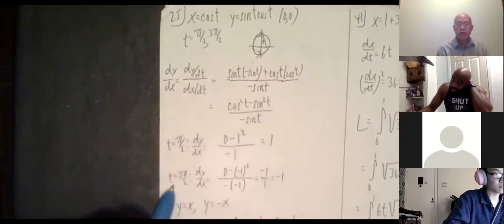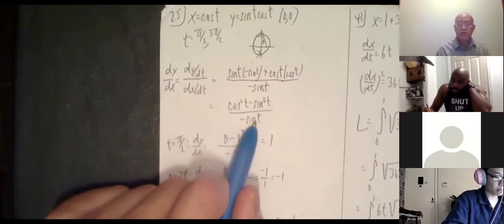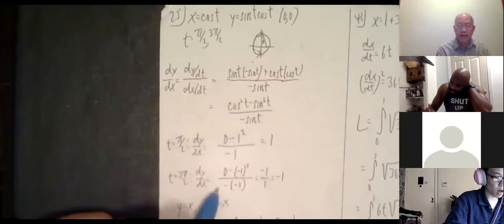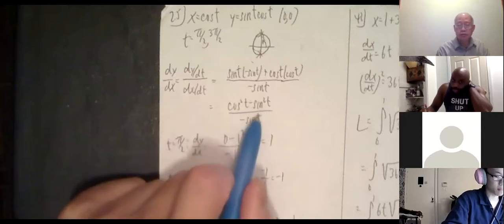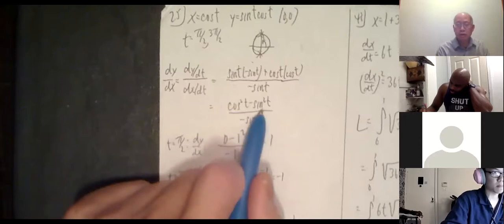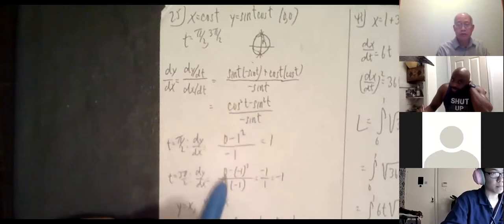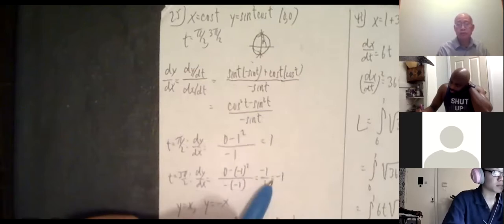At t equals 3 pi over 2, plug in 3 pi over 2. The sine of 3 pi over 2 is negative 1, so I have negative 1 on the bottom, which is a positive 1. Okay. Plug in 3 pi over 2 here, that's negative 1. But if we square it, it's 1. So the top is going to be negative 1. Negative 1 divided by 1 is negative 1.